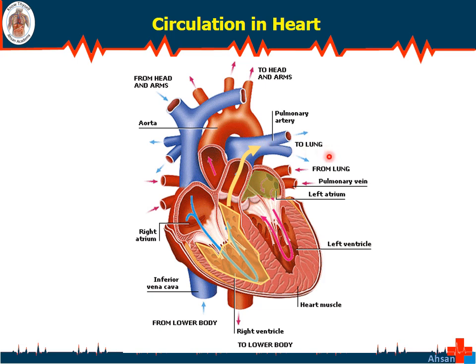From the lung, after purification, meaning adding oxygen and removing carbon dioxide, the blood becomes pure and returns to the left atrium of the heart. From the left atrium, it passes through the left atrioventricular opening to the left ventricle, and finally this purified blood is pushed into the aorta that lies behind the pulmonary trunk, and it carries blood to the different parts of the body. This is the ascending aorta, and this one is the arch of the aorta.